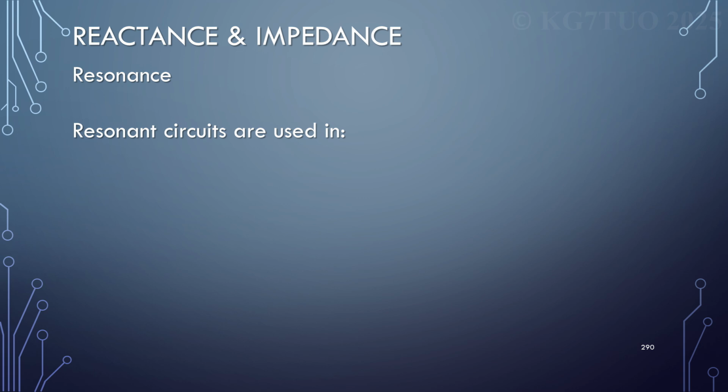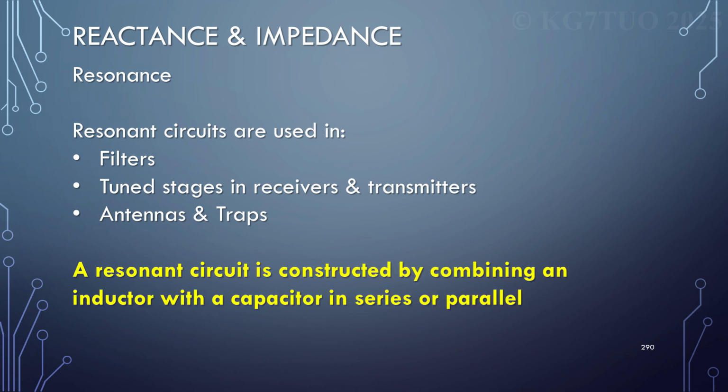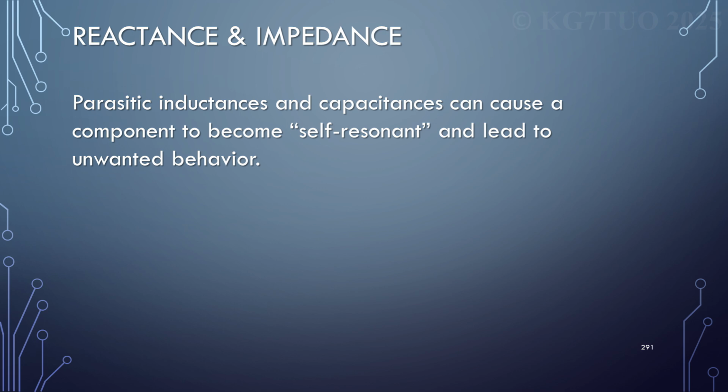Resonant circuits are used in filters, tuned stages in receivers and transmitters, antennas and traps. We'll talk about antennas and traps in depth later. A resonant circuit is constructed by combining an inductor with a capacitor in series or parallel, either way. Parasitic inductances and capacitances can cause a component to become self-resonant and lead to unwanted behavior.